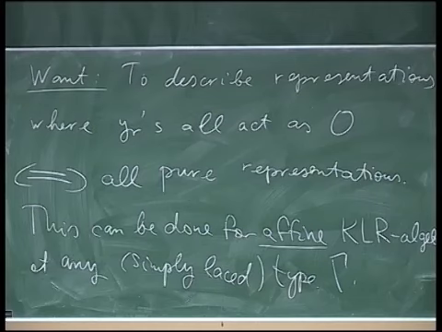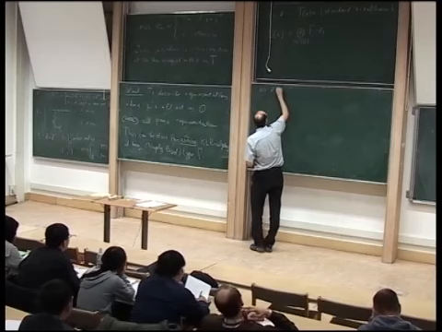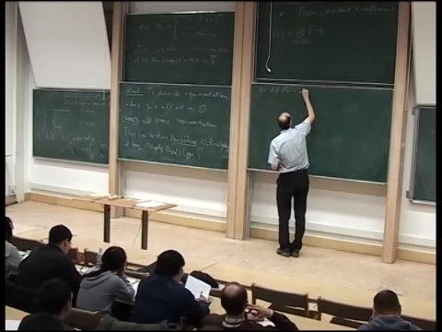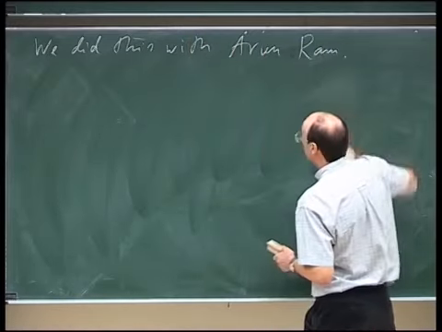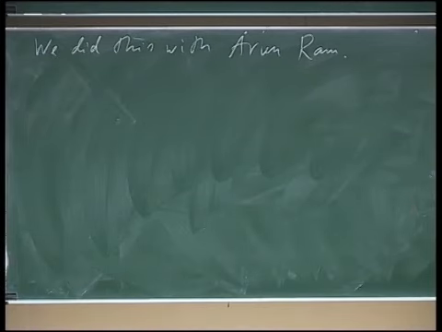And so this is what we did with Arun Ram. And in type A, what you get is the familiar combinatorics of skew shapes. But it turns out that you can generalize this combinatorics of partitions, standard tableaux, skew shapes to any type. And this comes out quite neat.